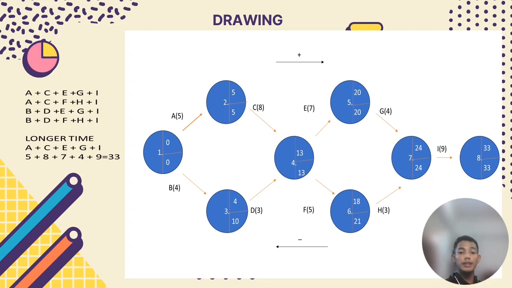Okay, conclusion, the critical path for the project is A plus C plus E plus G plus I, or 5 plus 8 plus 7 plus 4 plus 9 you get 30. 30 is the highest critical path for this project. Okay, that's all for me. Thank you.